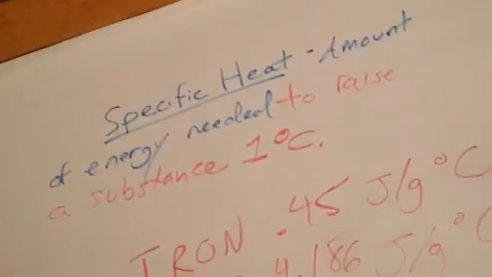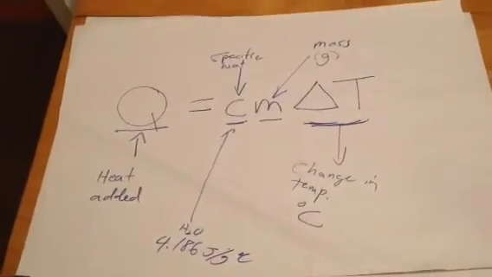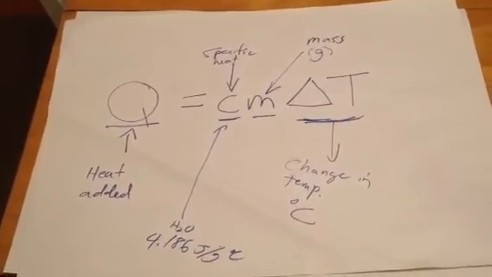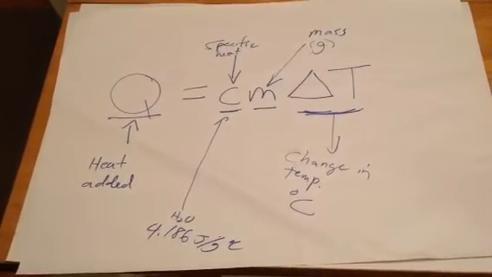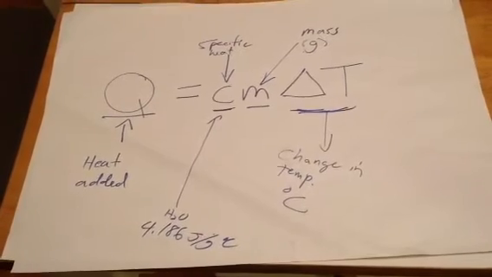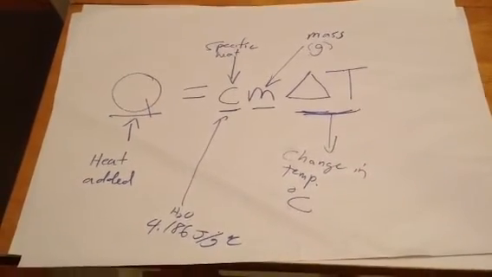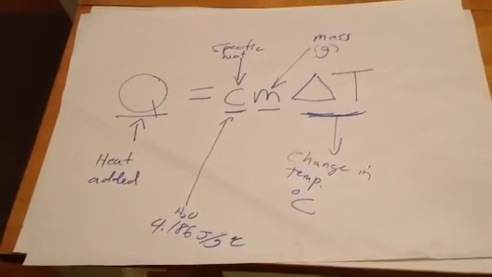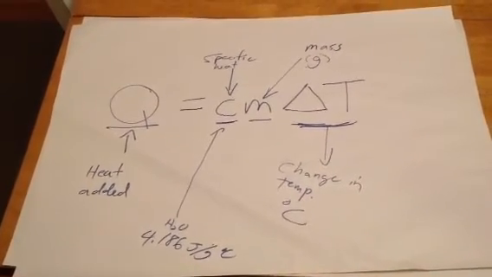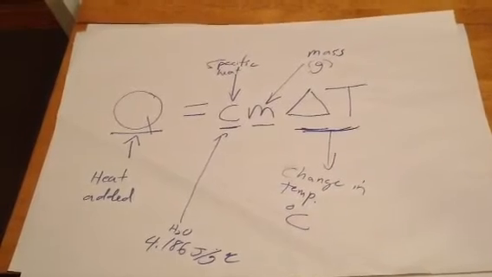Now, if we look at this, Q equals C m delta T. That is the formula for specific heat. So you should stop the video right now and write this formula down, because this formula is very important to know. Let's take a moment to talk about it.